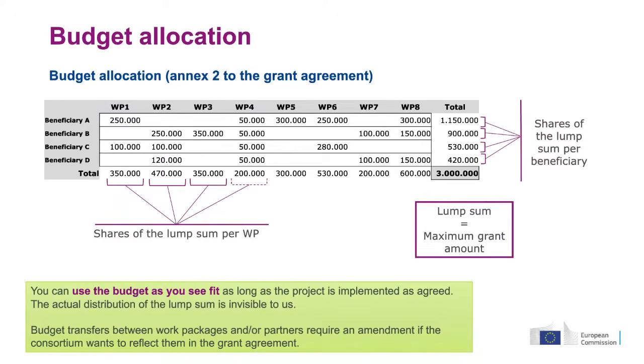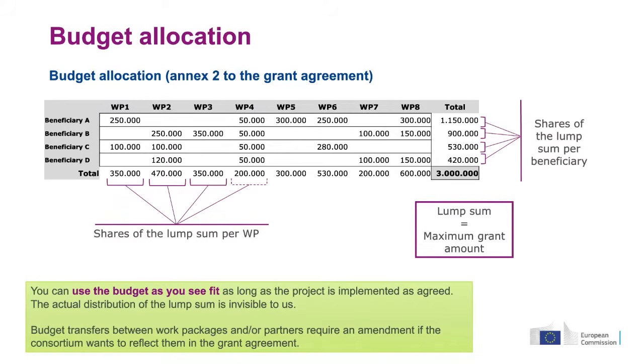Now, I mentioned before, you can spend this lump sum in any way you like. There is no cost reporting whatsoever, as long as you actually implement the grant as it has been agreed and as it has been described in the grant agreement. So we mention here that you need an amendment if you want to change that Annex 2, and that goes without saying because it's part of the grant agreement.